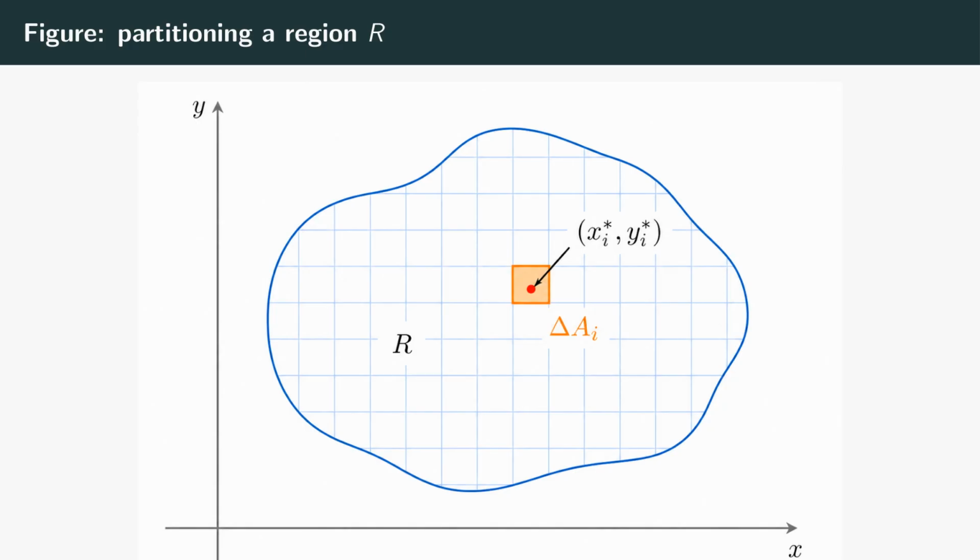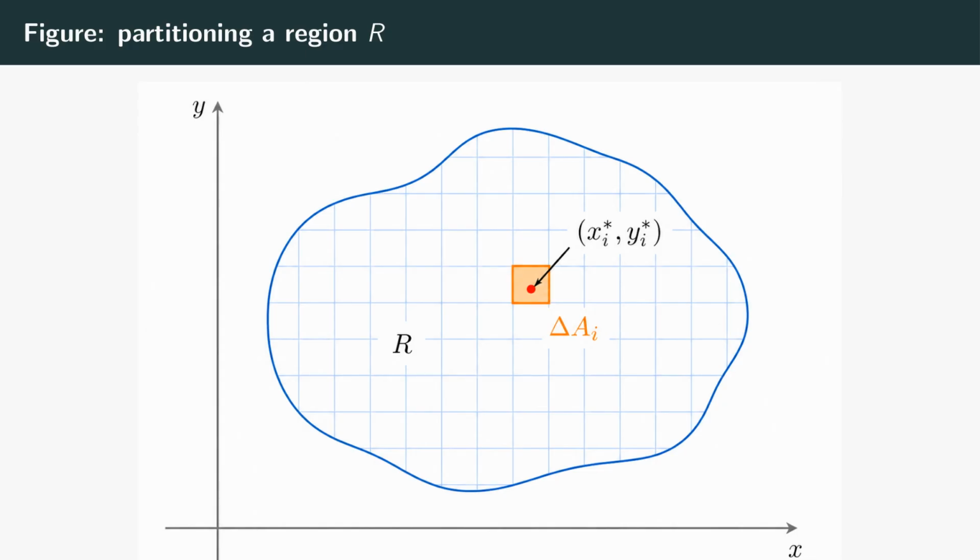The contribution of this piece to the Riemann sum is f of x sub i star, y sub i star times delta capital A sub i, the value of f at the sample point, multiplied by the area of the piece. Geometrically, if you imagine z equals f of x, y as a surface floating above the plane, this contribution is the volume of a thin column with base delta capital A sub i and height f of x sub i star, y sub i star.